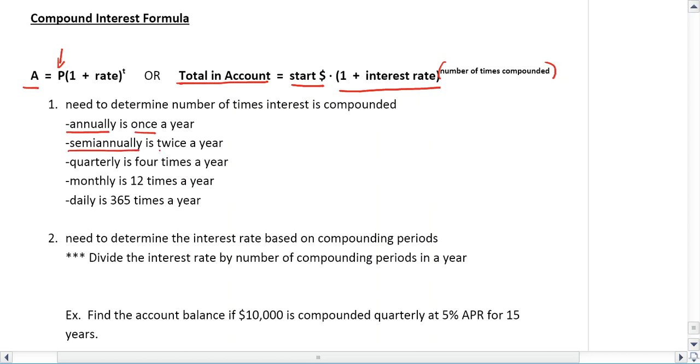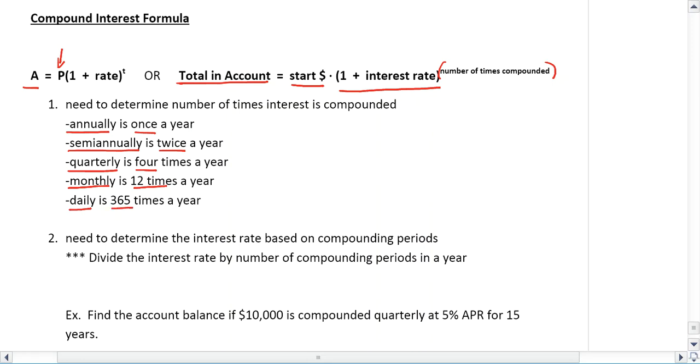Semi-annually means twice a year. Quarterly is 4 times a year. If it's calculated every month, of course, that's 12 times a year. And if it's compounded daily, that means they calculate the interest on your account every day, then that's 365 times a year.